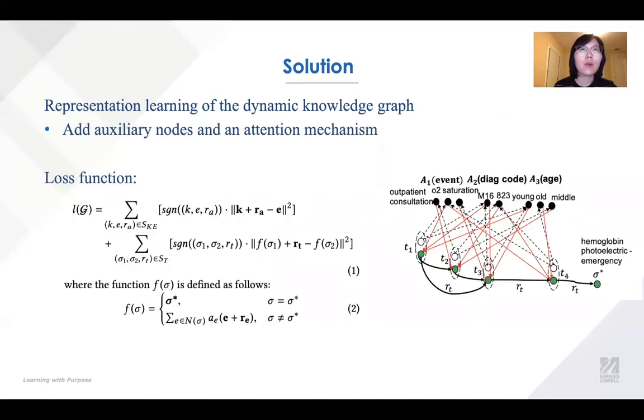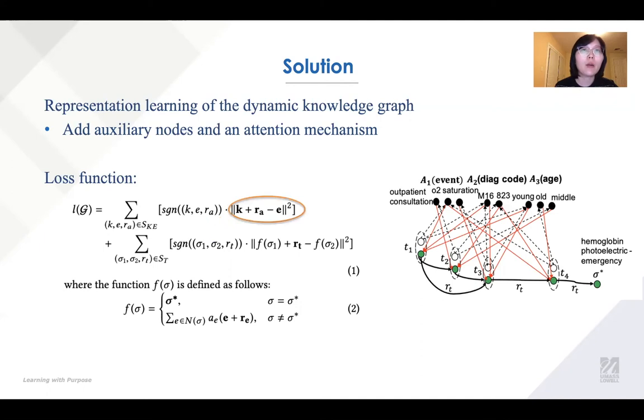The first sum in equation 1 is over a sample set of k event edges that contains both positive and negative samples. We obtain negative samples by corrupting either the head or tail of a positive triple in the sample set. For negative samples, the stochastic gradient descent will optimize in the opposite direction, which is why we have the sign function, which returns 1 if the triple is a positive sample and negative 1 if it is a negative sample. This part is the same as the TransE algorithm.